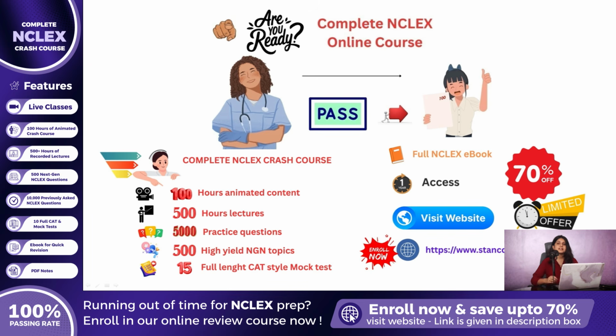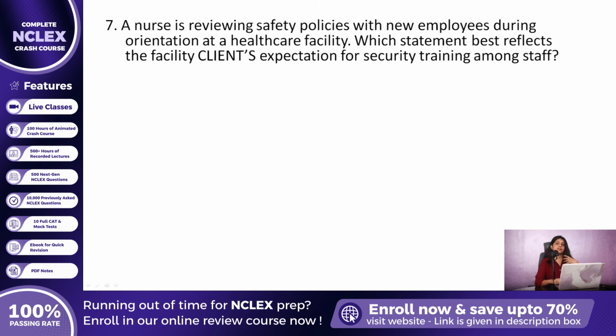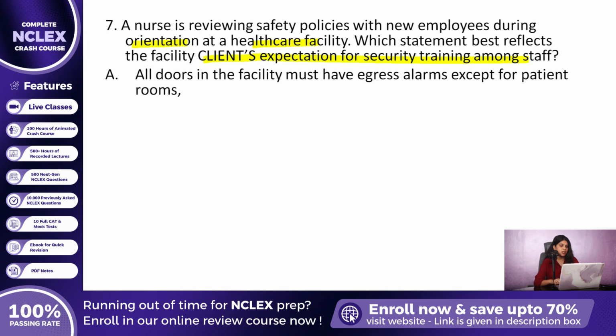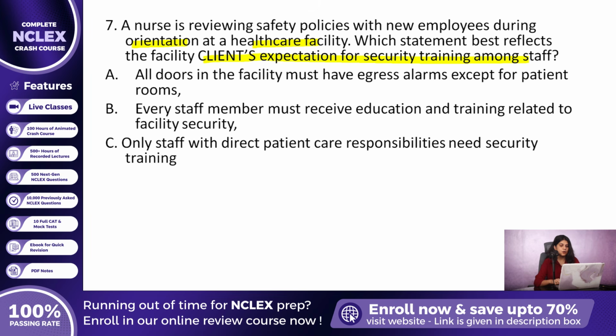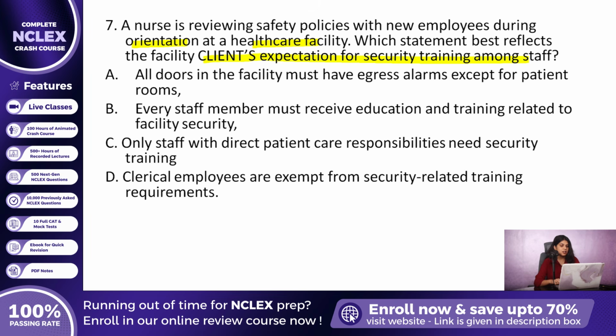Moving into a safety and facility protocol topic, question 7. Let us consider a scenario from staff orientation. A nurse is reviewing safety policies with new employees during orientation at a healthcare facility. Which statement best reflects the facility's expectation for security training among staff? The options are A, all doors in the facility must have egress alarms except for patient rooms, B, every staff member must receive education and training related to facility security, C, only staff with direct patient care responsibilities need security training, or D, clerical employees are exempt from security-related training requirements.